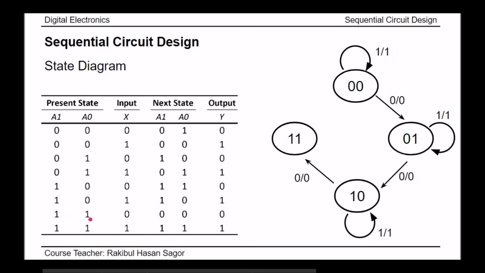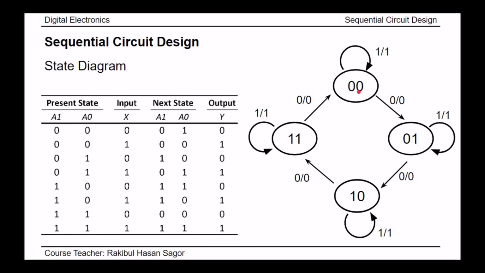If the present state is 11 and the input is 0, the next state will be 00. How is it represented? If the present state is 11, the next state will be 00 if the input is 0 and the output will be 0. If the present state is 11, the next state will be 11 if the input is 1 and the corresponding output will be 1. In this way, from the state diagram we can reproduce the state table.